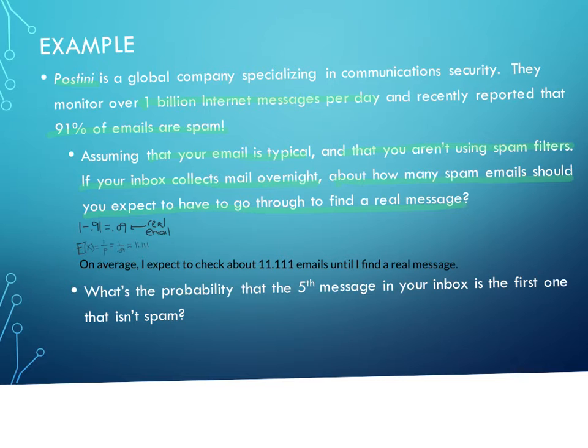So if we look at the next question, it says, determine what is the probability that the 5th message in your box is the first one that isn't spam. Okay, so we'll do this 2 different ways. We'll do it the way we did in the first part of the probability unit. We know we're going to have 5 messages, and we want that 5th one to be the real message. So that's going to be our 0.09. All these others are going to be 0.91.